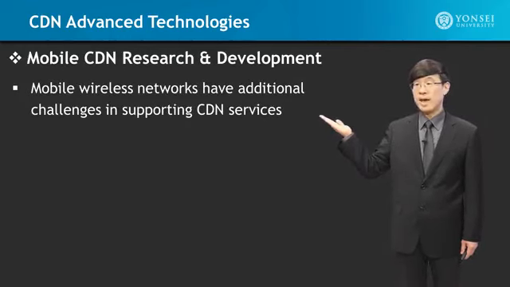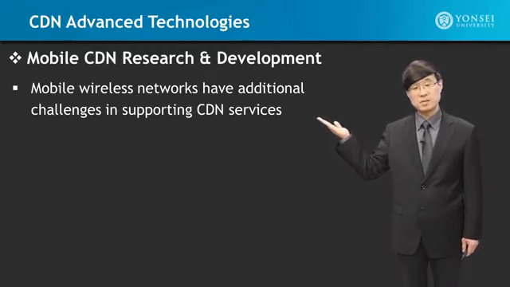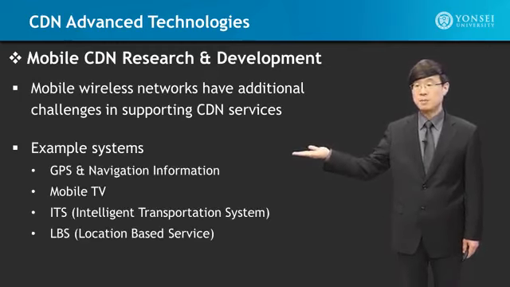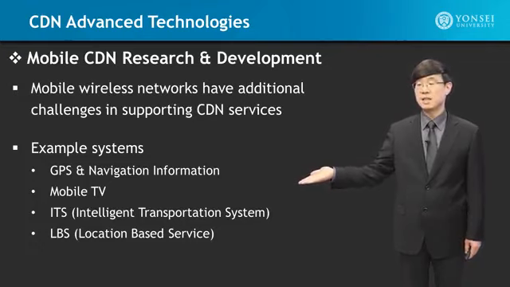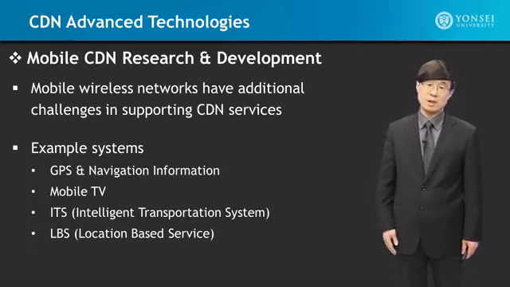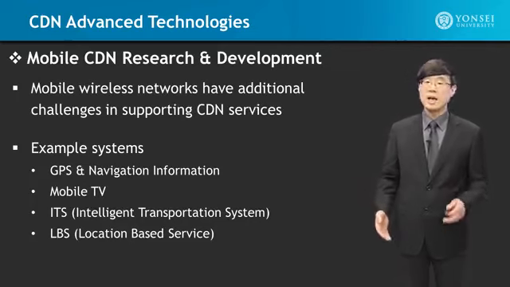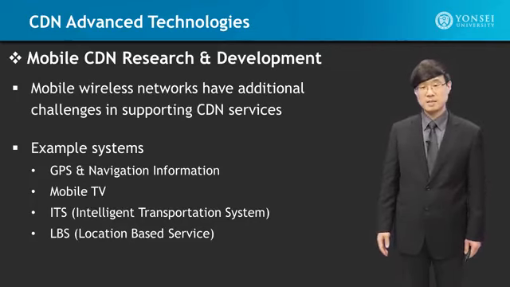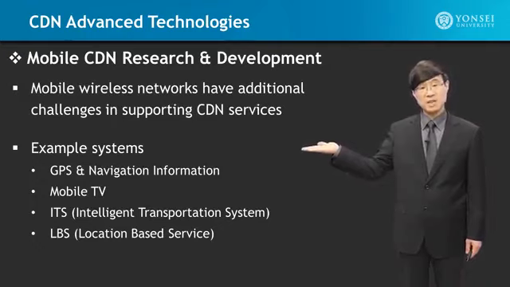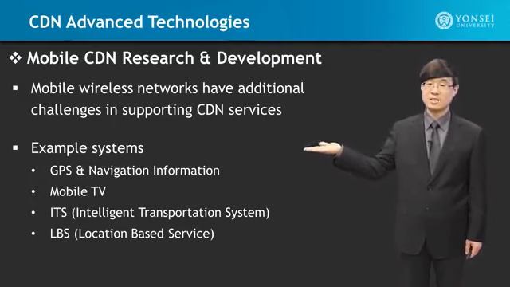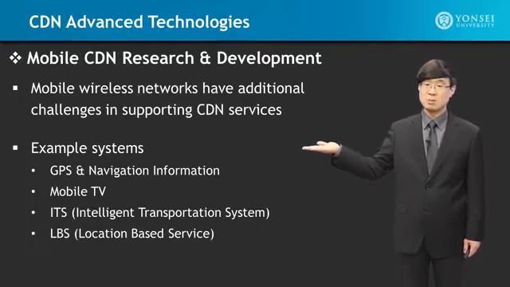Mobile wireless networks have additional challenges in supporting CDN services. And the examples of the system are based on GPS, navigation information, mobile TV, ITS, intelligent transportation systems, location-based services. All of these techniques are effective on mobile wireless networks, typically smart cars, as well as smartphones and other smart devices. So therefore, considering the effect of this into content delivery technology is another challenge where CDN technology has to be evolving.